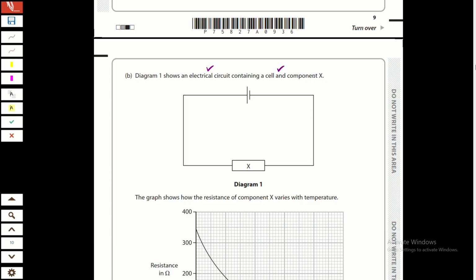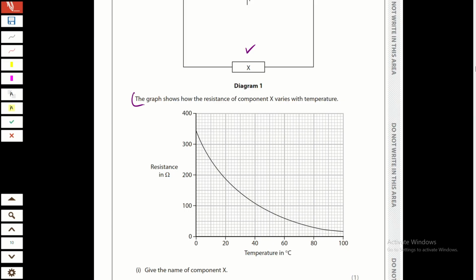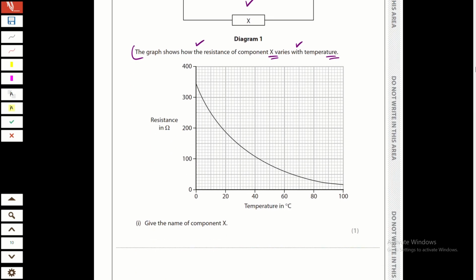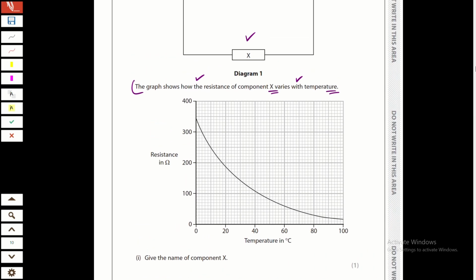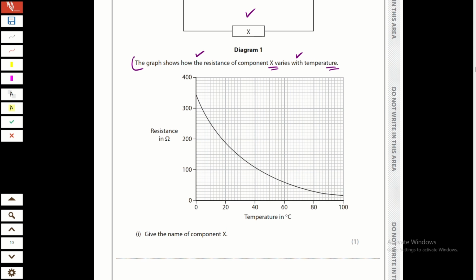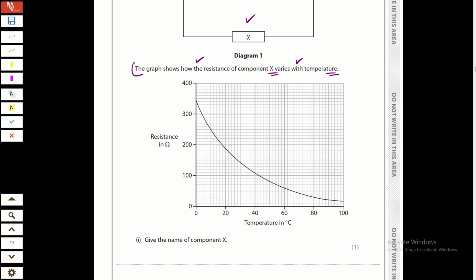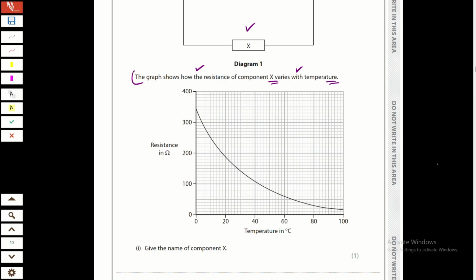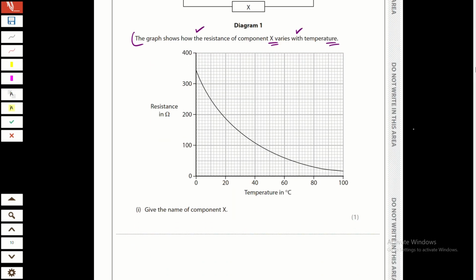Okay, question 3b shows an electrical circuit containing a cell and component X. So this one is the cell, and this is component X. The graph shows how the resistance of component X varies with temperature. So we can see how the resistance of component X varies with temperature. As we can see, this graph is basically a fraction graph, which is the graph associated with an inversely proportional relationship. Give the name of component X. The shape of the graph is associated with an inversely proportional relationship.